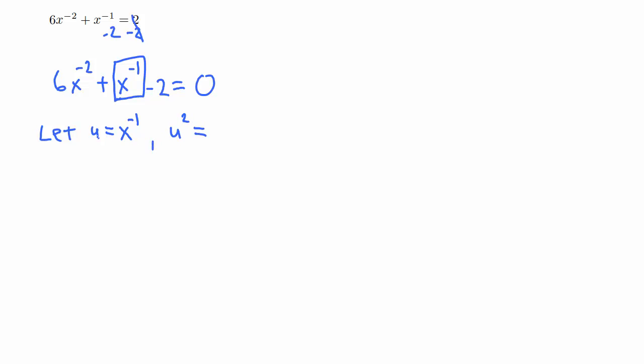Now, if I square u, that means it's x to the negative 1 squared. But remember, an exponent to an exponent, you multiply the exponents. So negative 1 times 2 is negative 2. Oh look, this right here is u squared. Notice that the coefficient is not considered, but only the x to the negative 2. So I'm going to replace these two things with what they are. In this case, we get 6u squared plus u minus 2 is equal to 0.